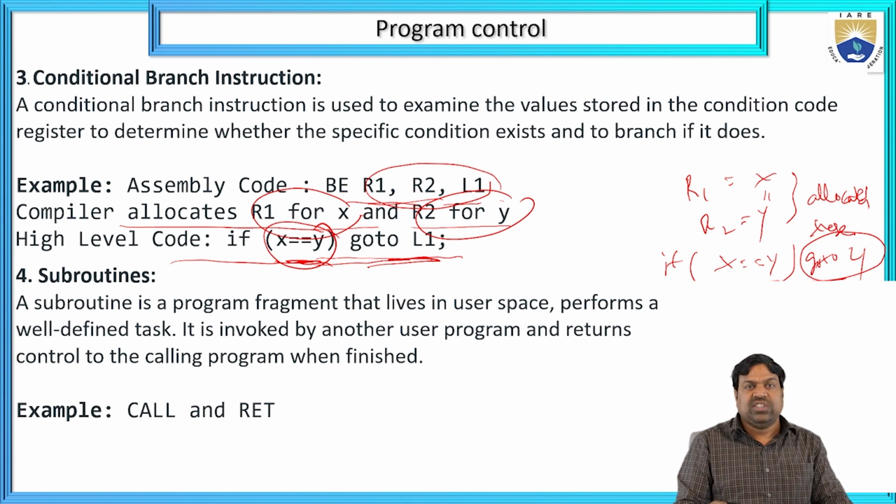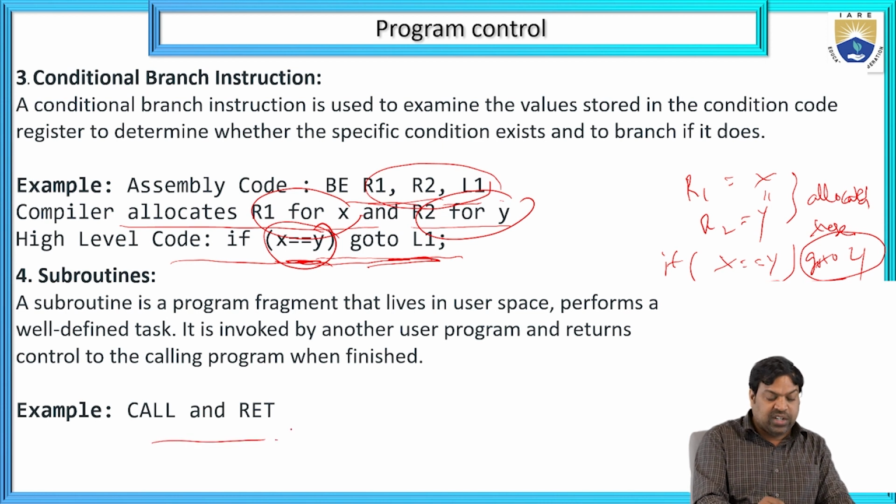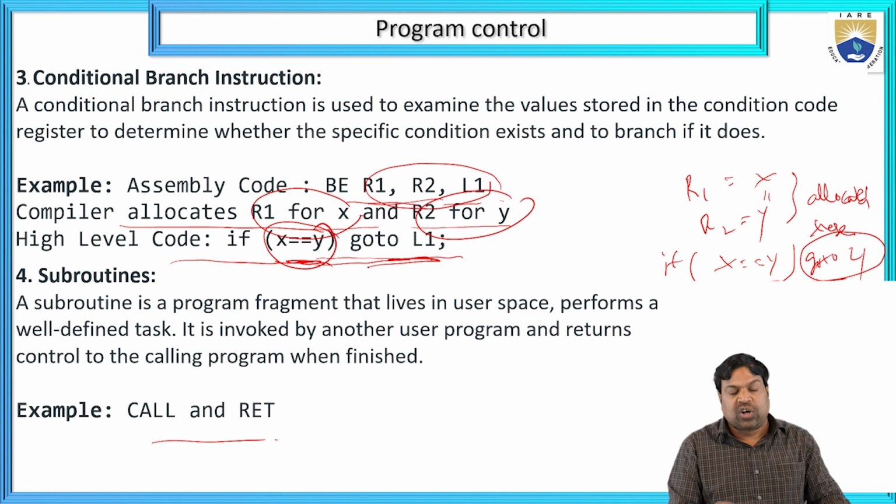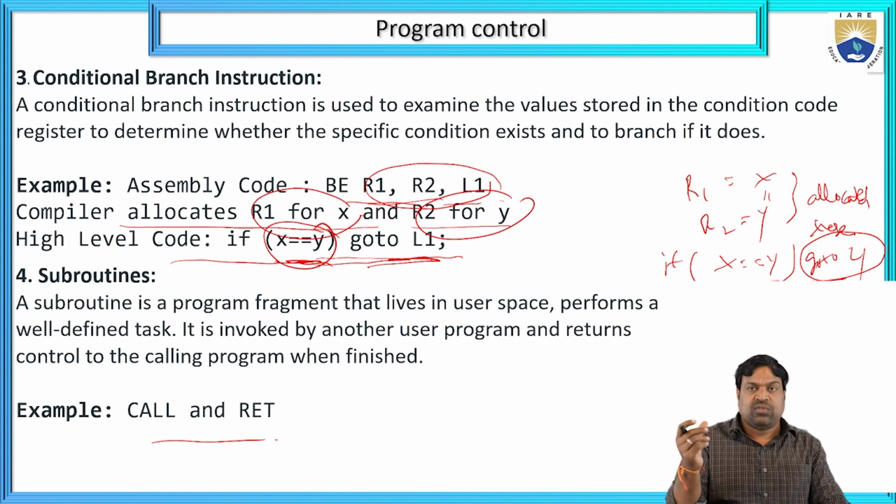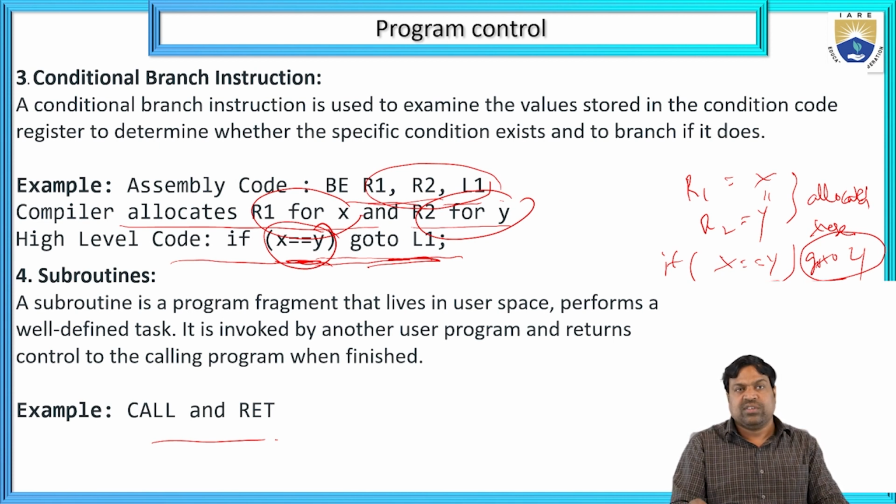Subroutines. A subroutine is a program fragment that lives in user space and performs a well-defined task. It is invoked by another user program and returns control to the calling program when finished. Call and return. Example, call and return. Subroutines are there. So, call function and return function. So we have to call from one register to another. One register value is stored in another memory. So those memory values are being called now, and otherwise these register values are returning to that memory. So both are calling or returning. Calling means we are calling that function. Returning means we are replacing that one.